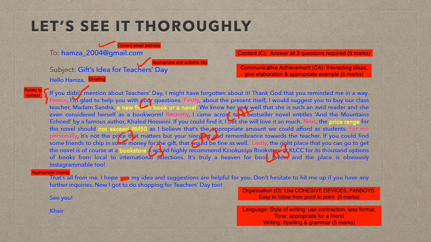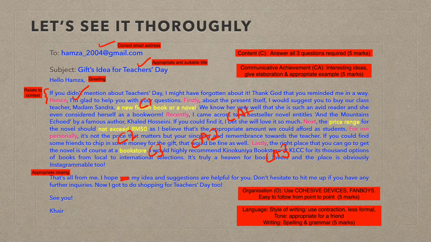Okay, and now let's look at how the marking goes. So we can see here correct email address. Because you have the underscore at gmail.com, so that should be fine already. Appropriate and suitable title. So of course you have to relate to the contact. It is about Teachers Day, and what it is about, it is buying gift. So you wrote gifts idea for Teachers Day. We have greeting, and then for the introduction we relate to the contact.